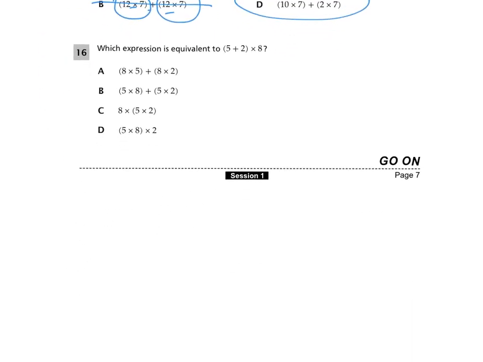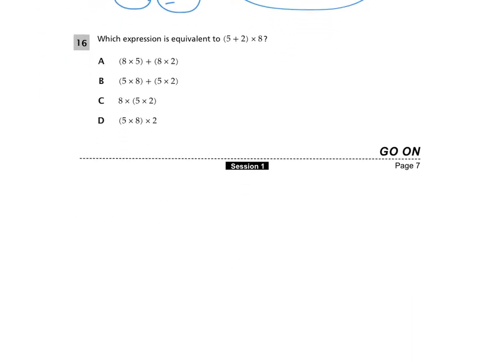Number 16 says which expression is equivalent to 5 plus 2 times 8. So there's a couple different ways. Honestly, one of the easiest ways to answer this question is to answer all of them and find the one that is equivalent, which is equal. So we know we have to do parentheses first. So 5 plus 2 is 7 times 8.